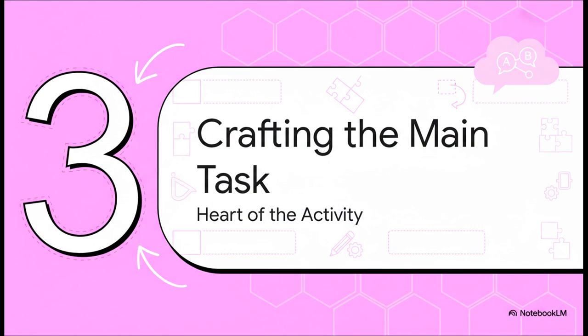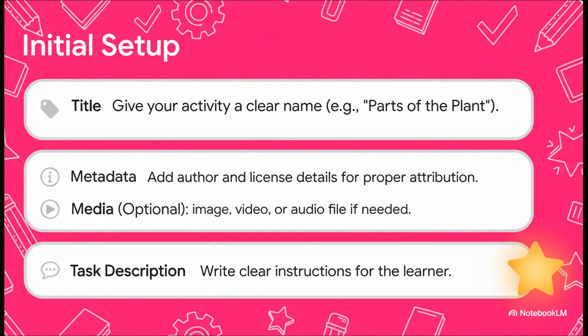Okay, now we're in the editor. This is the fun part. It's time to actually build the heart of our activity: the text, the blank spaces, and the instructions that'll guide our learners. First things first, give your activity a clear title, something like Parts of the Plant. It's also really good practice to fill out the metadata, your author name and license stuff. But honestly, the most important field here is the task description. You want to write crystal clear instructions so your learner knows exactly what they need to do.